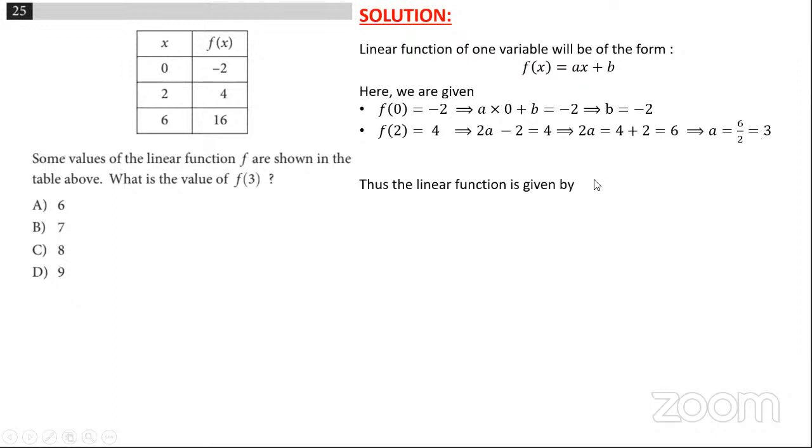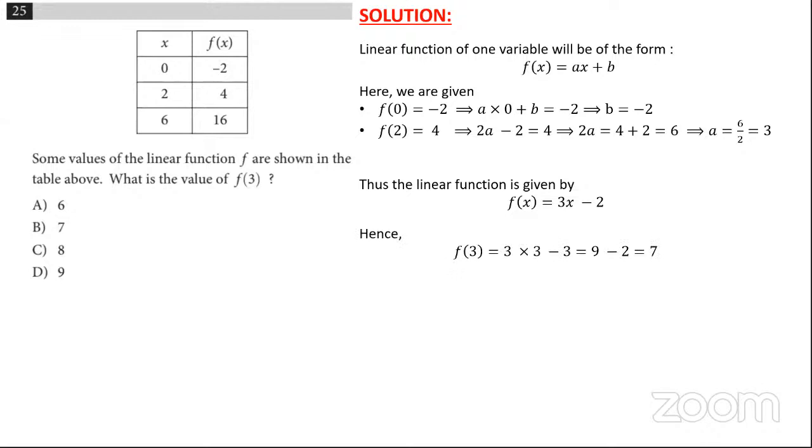Okay. Now what we need to find is f of 3. So we have a equal to 3 and b equal to -2. So our linear function will be of the form f of x equal to 3x minus 2. Now in the place of x, put 3 and we'll get the required value.